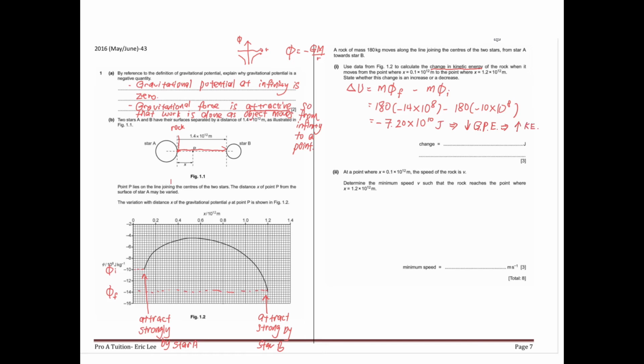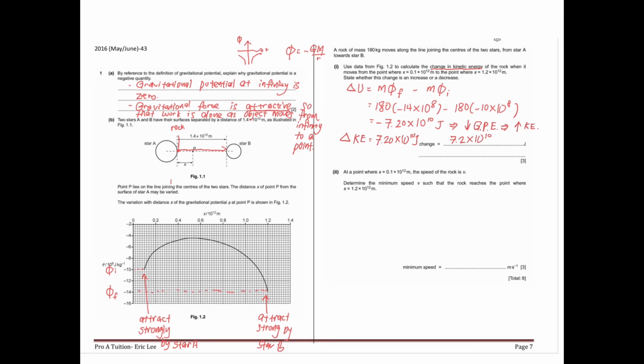Okay, so that answered the question. So the change of kinetic energy is hence 7.20 times 10 to the power of 10 joule, which is the answer.